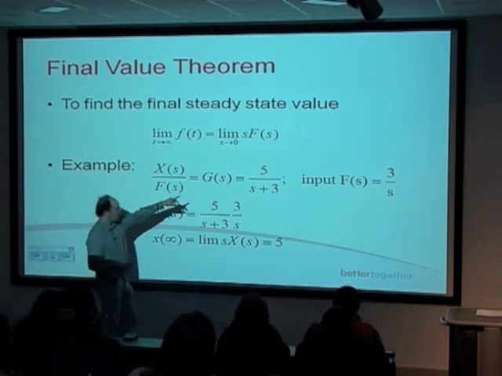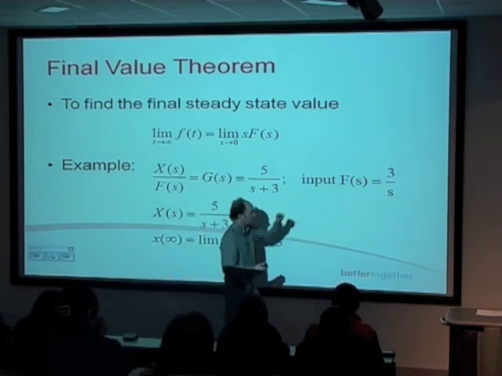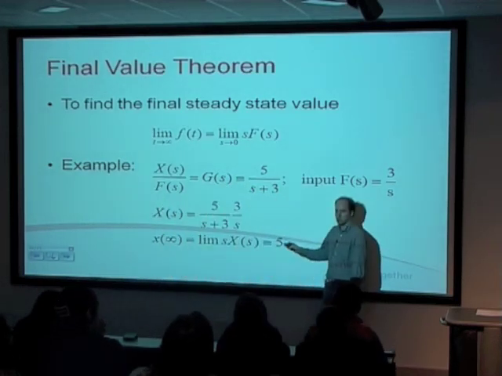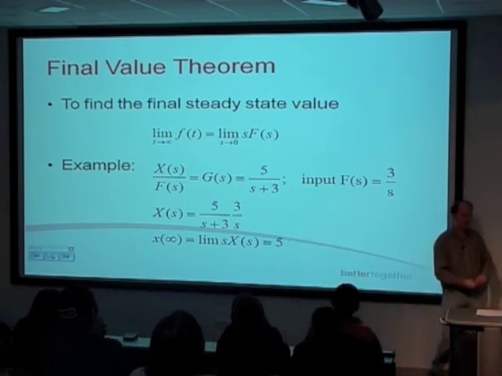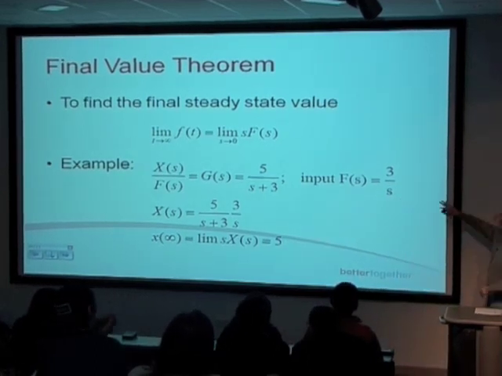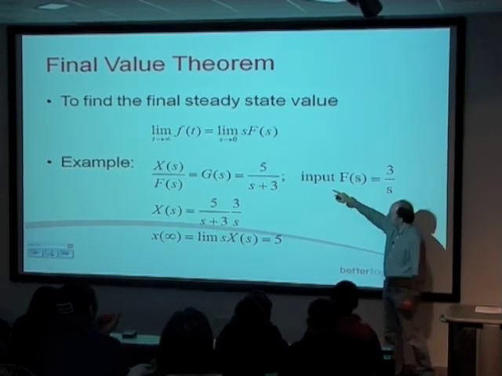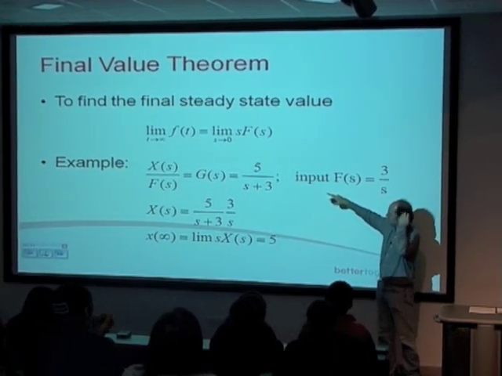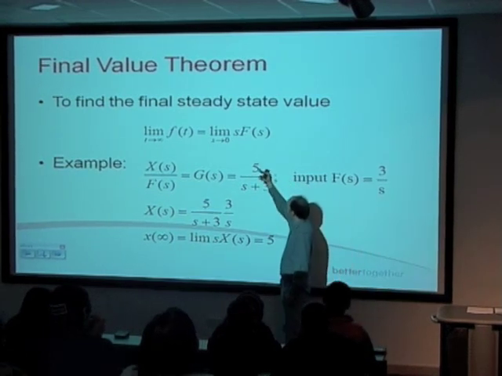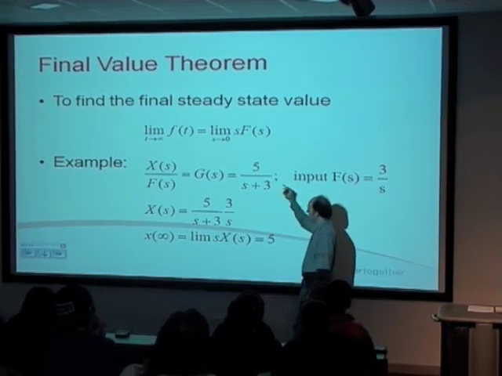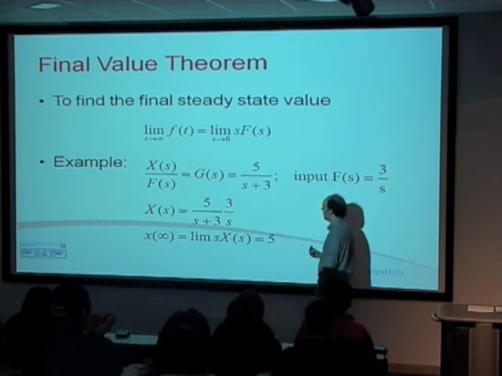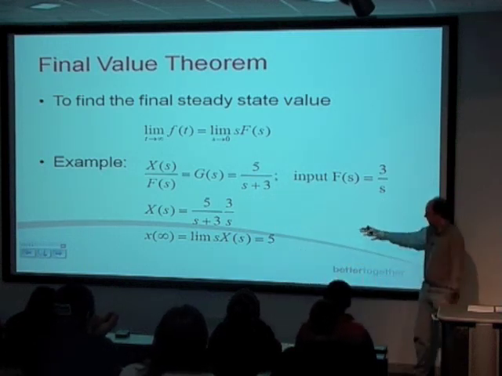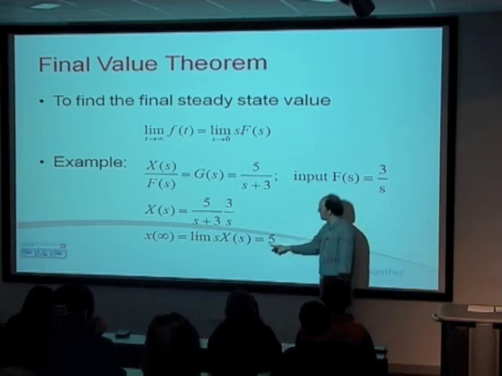My gain is 5 in this system. My input was 3, and I'm getting 5 as my response. That may be what I want. It may not be what I want. It depends on the system. But with a step input, 3 upon s, my first order transfer function, I've got my gain is 5. s plus 3 is the denominator. So my tau in this case would be 1 upon 3. And my final value is going to be 5.